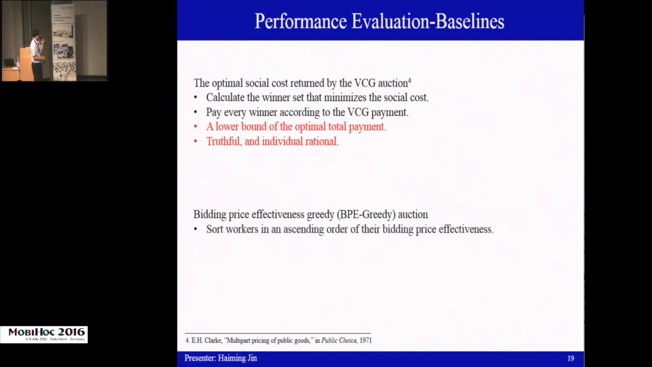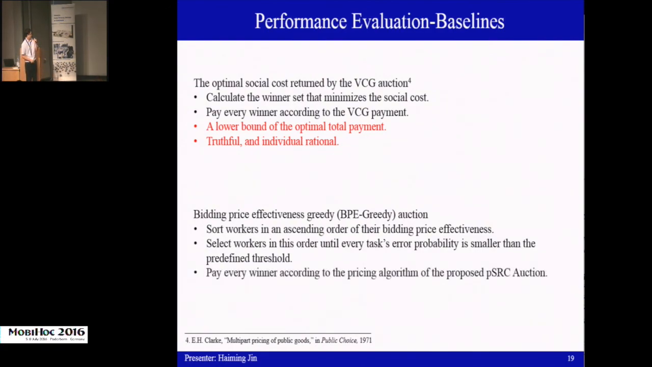Our second baseline to compare with is the bidding price effectiveness greedy auction, which we call BP greedy auction for short. In this auction, firstly, we sort workers in ascending order of workers' bidding price effectiveness, and then the workers are selected in this order until every task's zero probability is smaller than the predefined threshold. And then we pay every winner according to the pricing algorithm of the proposed PSRC auction. So it is also easily provable that this BP greedy auction is truthful and individually rational.